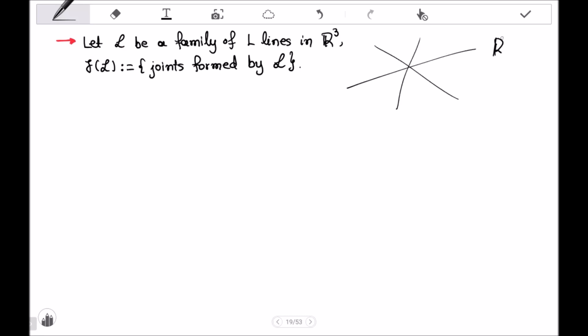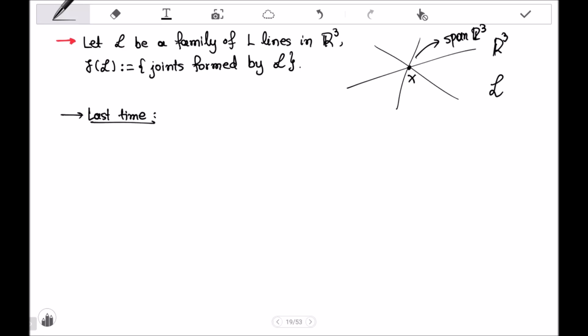So in R3, you look at the lines in your family through your point X, and you want to see if the lines through X span R3. If this happens, then X is a joint. So they shouldn't be coplanar here. And last time, what did we do?